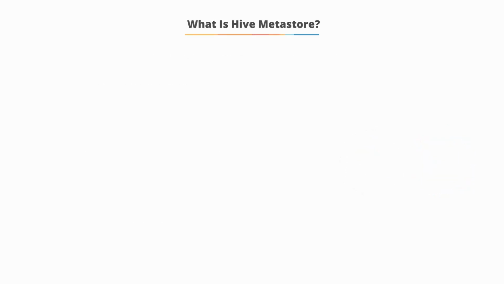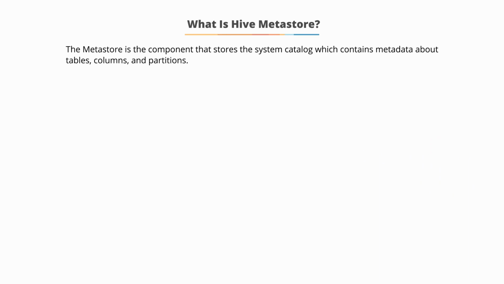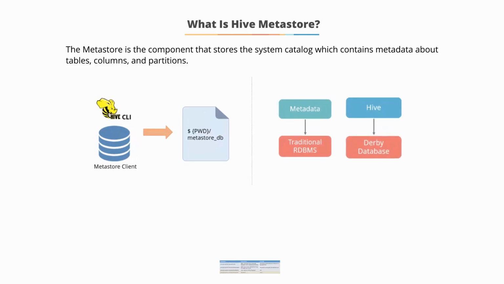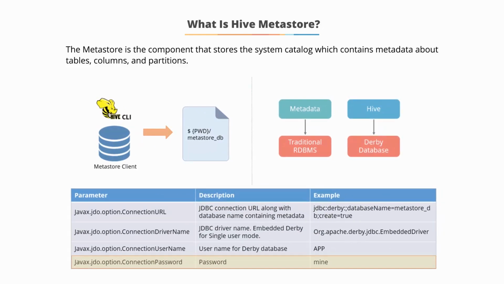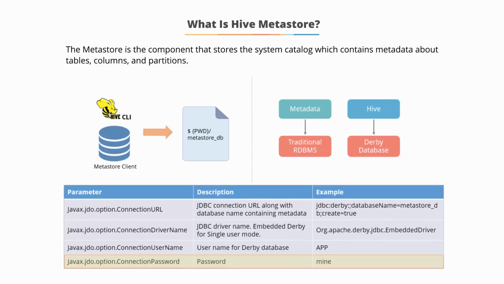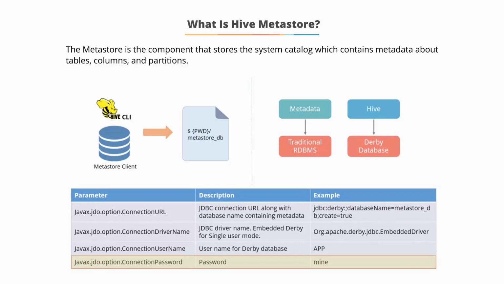So what is the Hive Metastore? The Metastore is a Hive component that stores a system catalog which contains metadata about the Hive tables, including things such as columns and partition definitions. Usually metadata is stored in the traditional RDBMS format. However, by default, Apache Hive uses the Derby database to store metadata. Any Java database connectivity or JDBC compliant databases like MySQL can be used to create a Metastore.